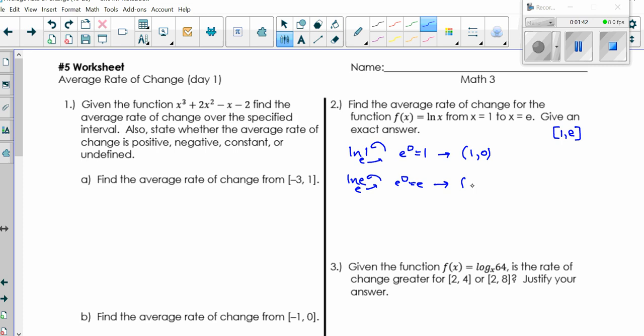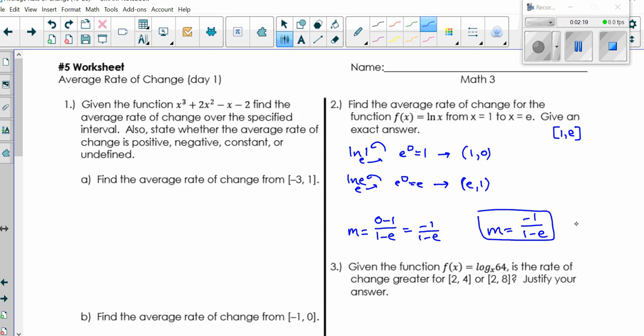And this one gives me the coordinate when x is e, or the input is e. E to the what power is e? That would be e to the first. Using those two coordinates, I would say 0 minus 1, so change in y, and my x is 1 minus e, so I get negative 1 over 1 minus e. There's really not anything I can do to simplify this. E is an irrational number, so leaving this as negative 1 over 1 minus e is the most simplified answer.